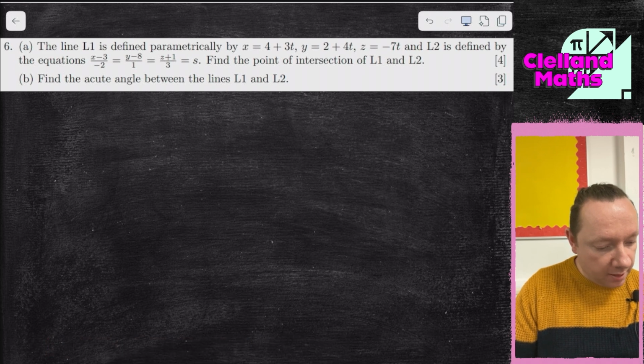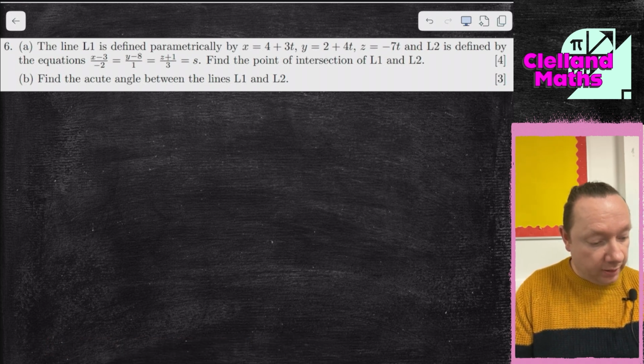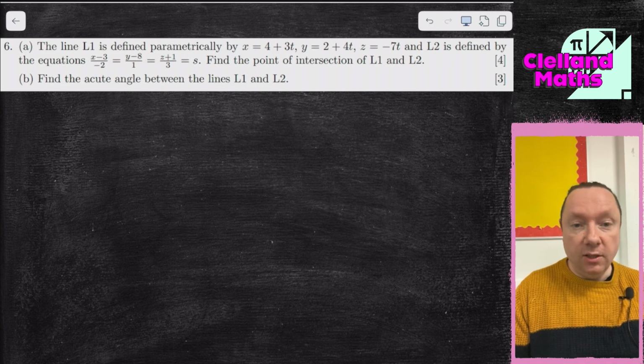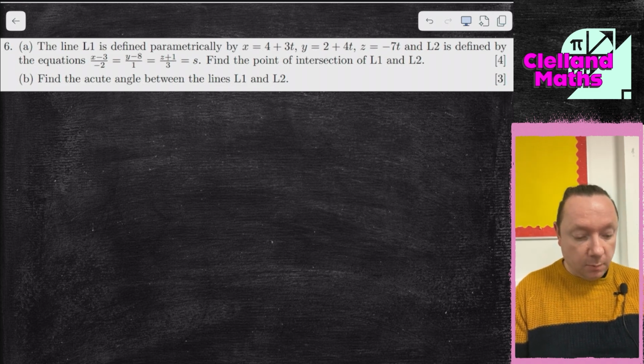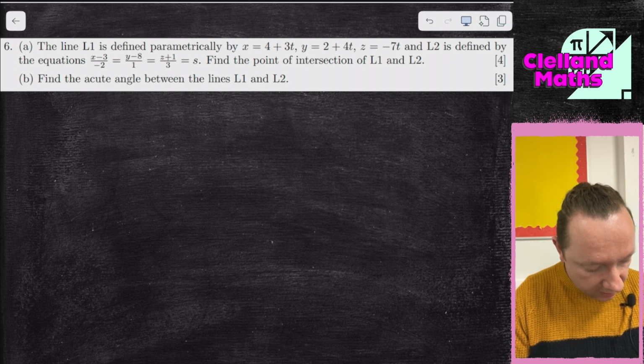SQA Advanced Higher Maths Mock Paper 2 Question 6. The line L1 is defined parametrically by the equations, and L2 by those equations. Find the point of intersection. So if I'm going to find the point of intersection, I might as well make x the subject in each and make x equal x, y equal y, z equal z. So let's just try that.